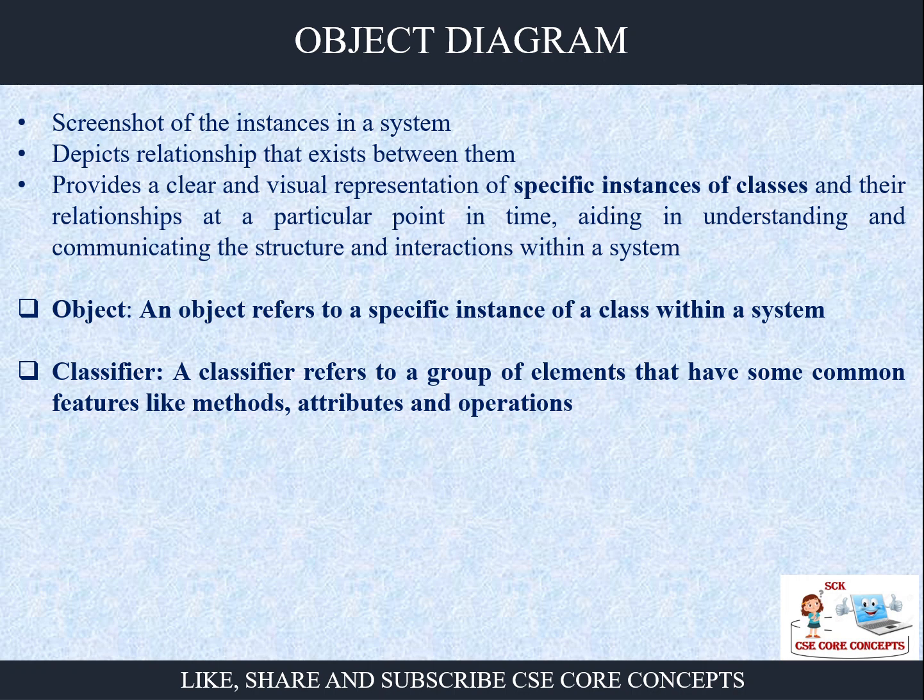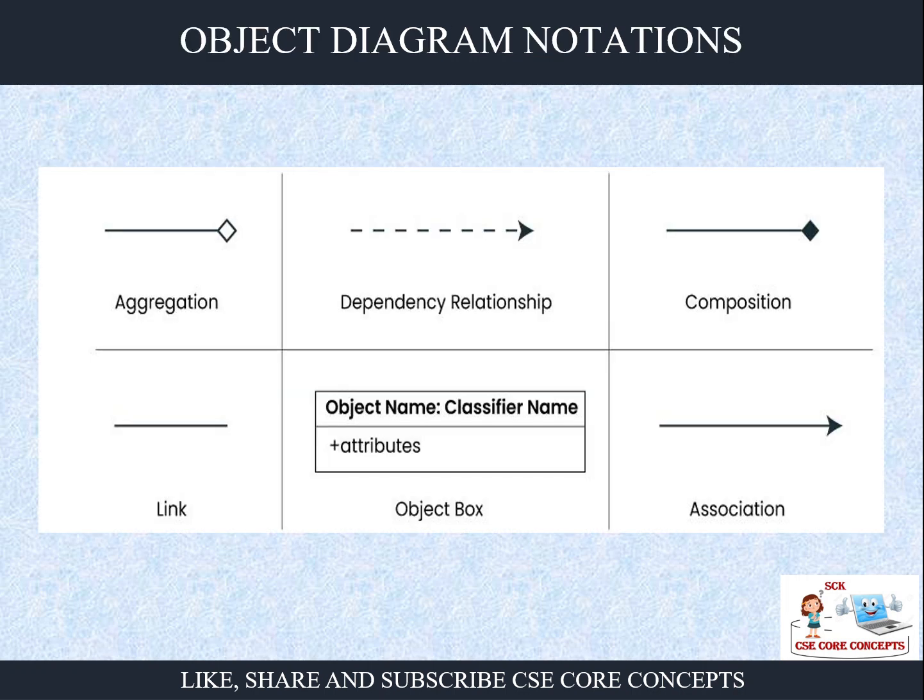Now, an object diagram is actually a snapshot of the instances in a system. They are basically class diagrams only, the way class diagrams are represented, but with some instances, as if there is some data. So with a snapshot of data, we are going to explain the object diagram. They will make clear what values a class can contain. So what is an object? A specific instance of a class within the system. And a classifier is a group of elements that have some common features such as methods, attributes, and operations.